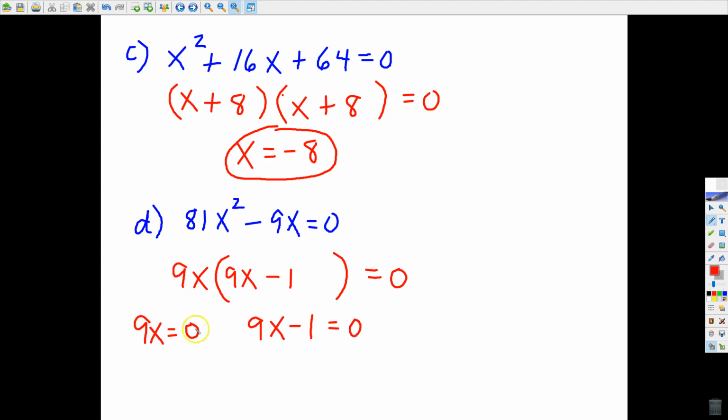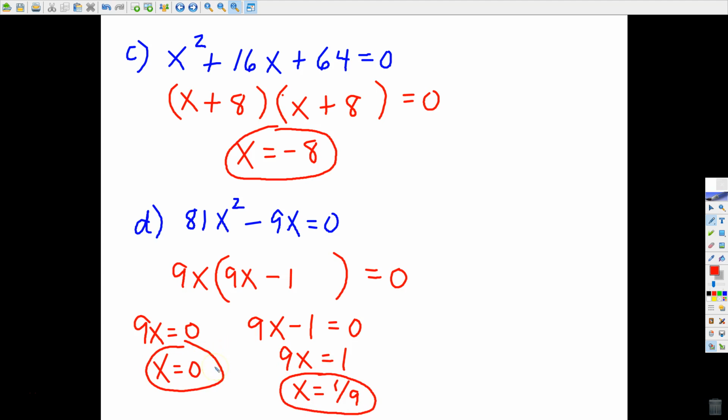and solve each. All right, if I solve for x here, I get 0 divided by 9, which is 0. Over here, I'm going to add 1 to both sides. Then I'm going to divide by 9 on both sides. And I get x is 1/9. So those are my two solutions. Okay, so far so good.